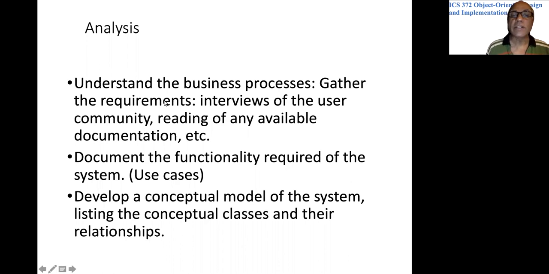And as we gather information, we need to document them. And what we will do in our first class project is to write what are called use cases. And then we develop a conceptual model of the system, listing what the conceptual classes are. We will see what those things mean a little later and how they are related to each other.